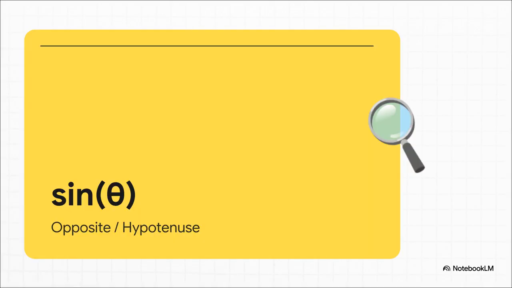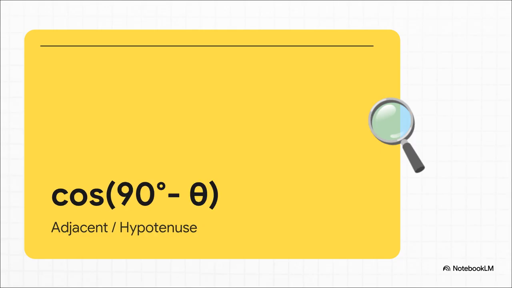All right, so let's park ourselves at angle theta for a second. We all know the definition of sine. It's the length of the side opposite the angle divided by the hypotenuse. Easy enough. Now let's hop over to the other acute angle, its complement. The definition of cosine for this angle is its adjacent side divided by the hypotenuse. But wait a minute, look closely. The side that's adjacent to this angle is the very same side that was opposite our original angle theta.